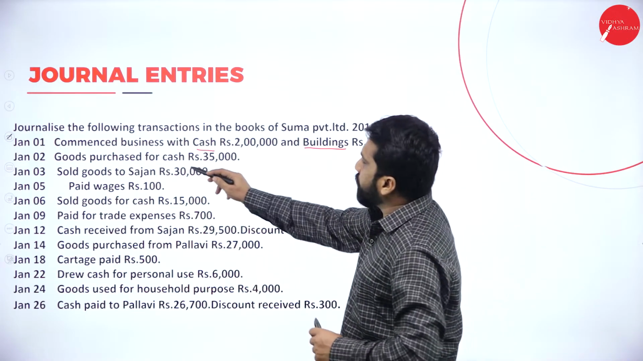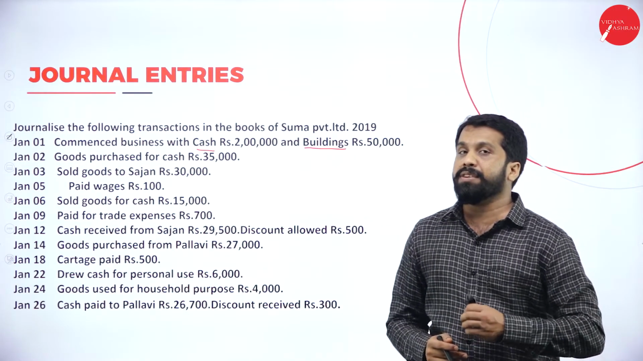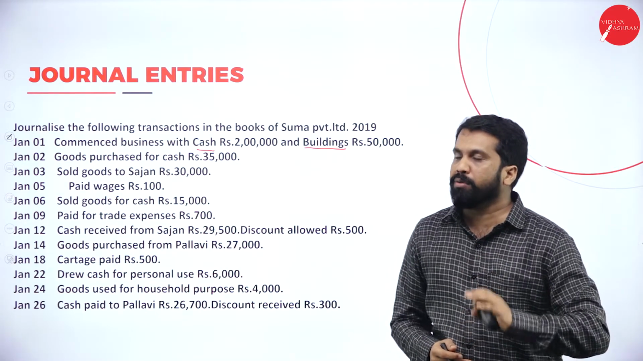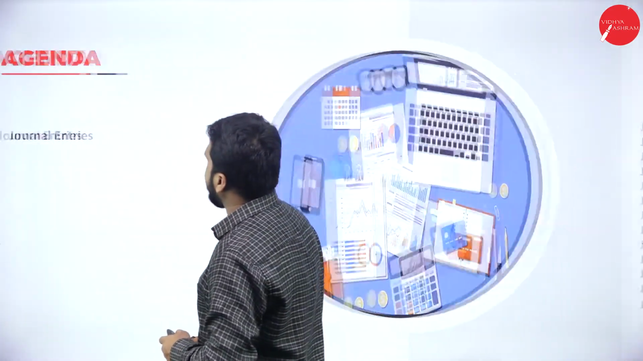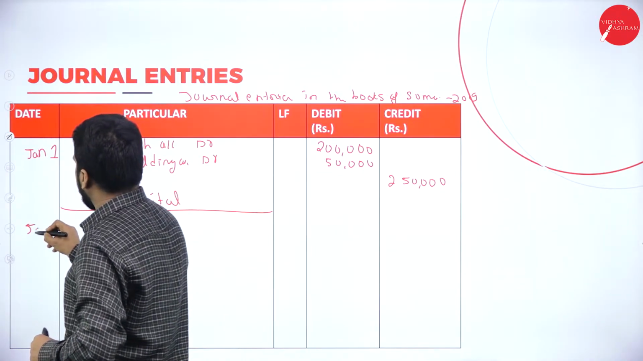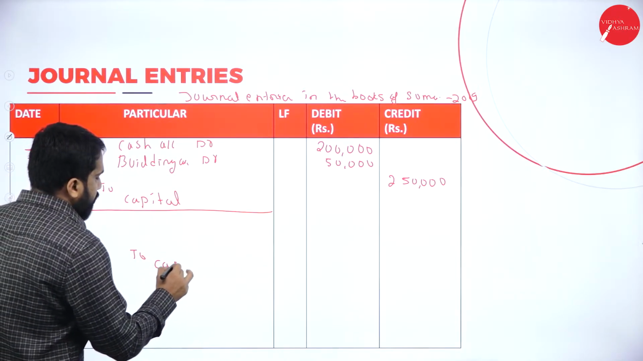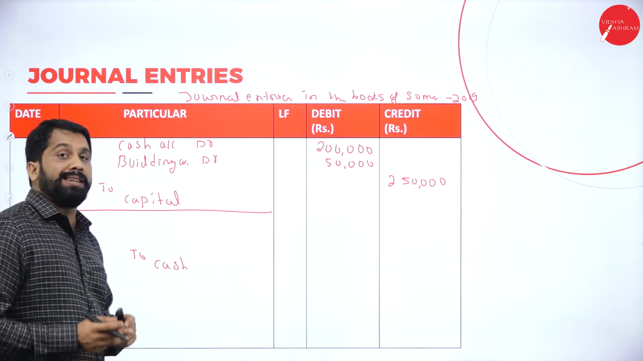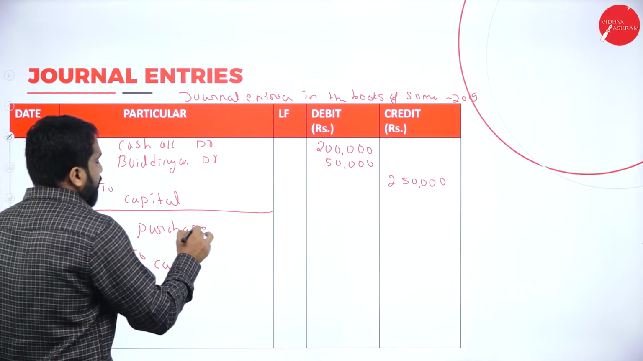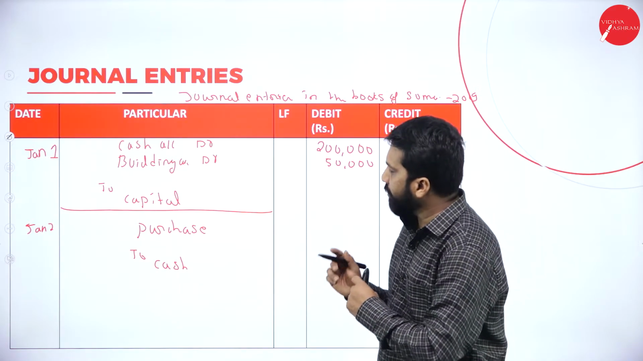Now, goods purchased for cash. Purchasing means you are receiving or paying? You are paying, and paying means cash should be down. Jan 2nd. So, to cash. Cash is down. You understood. Now, what is that? Purchased. Purchase should be up. Go back to your logic: purchase is always where? Up. So purchase account debit to cash account.